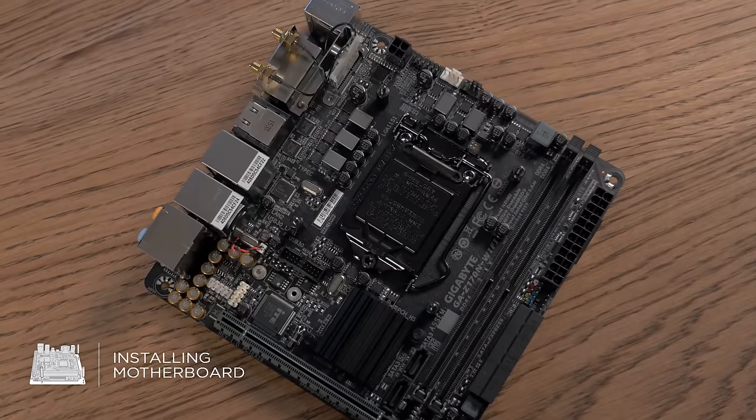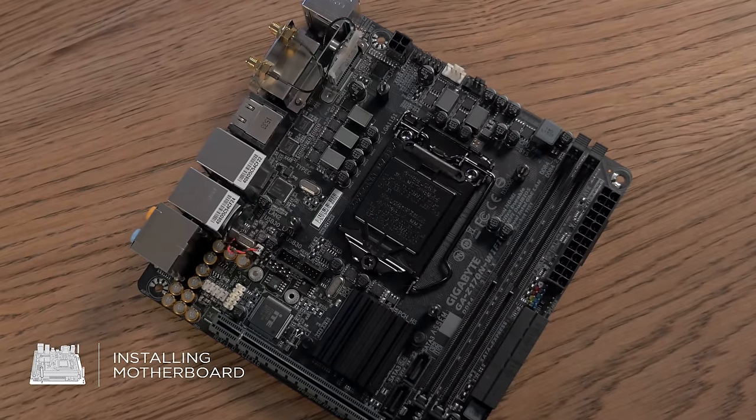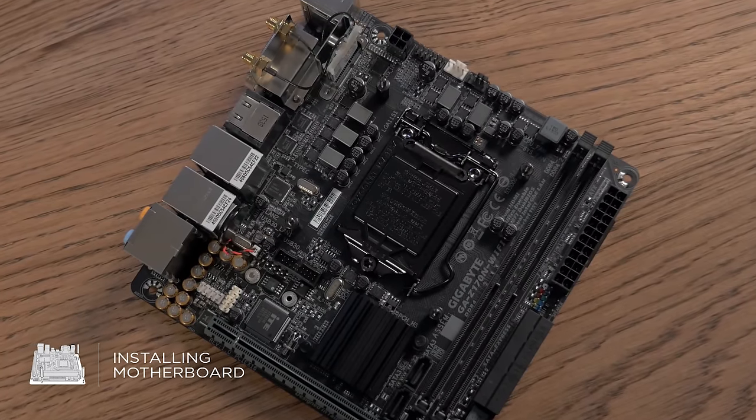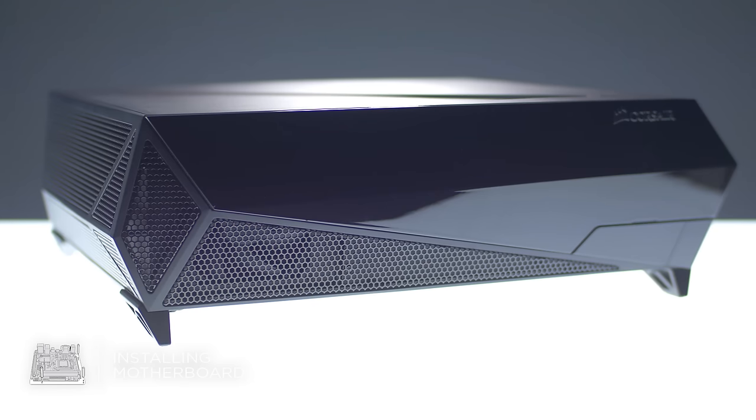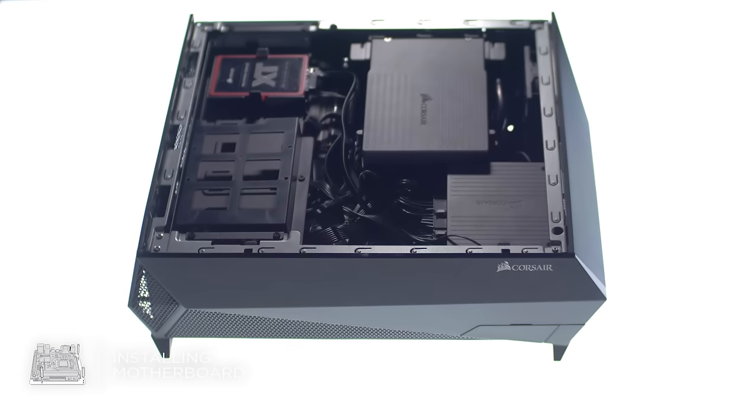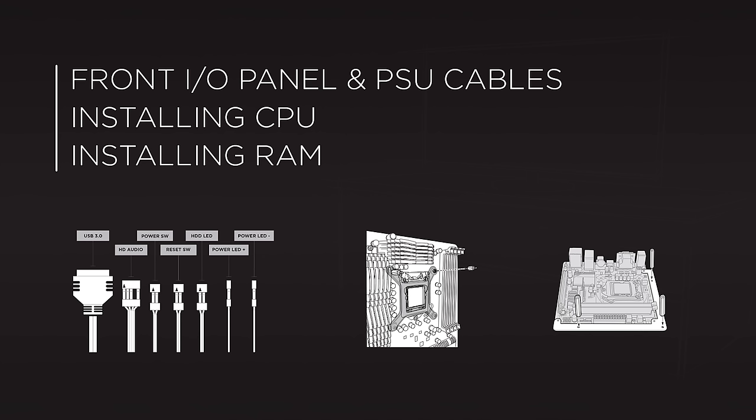At this point, you'll want to refer to your motherboard's manual for instructions on how to install a CPU and memory, as well as where to connect the front panel headers. If you purchased a Bulldog with a pre-installed motherboard, the following instructions will show you how to install and connect all the different components.